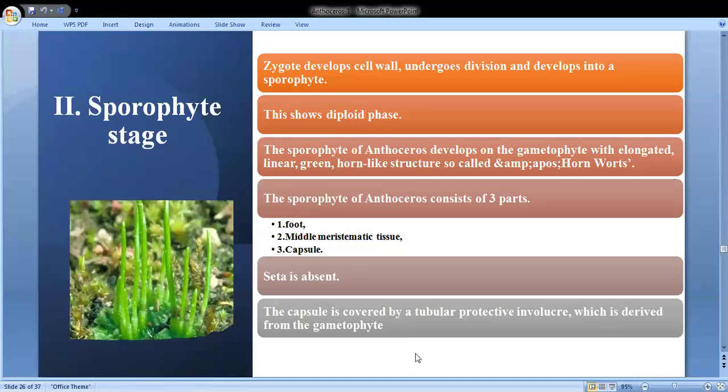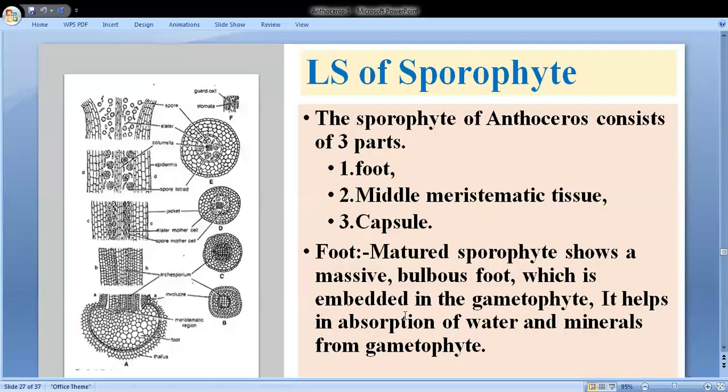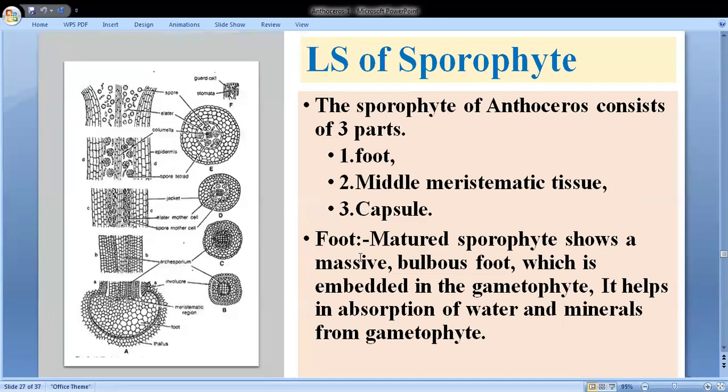Okay, so the capsule is covered by that protective involucre, which is derived from the gametophyte. See here, this is the LS of sporophyte. The sporophyte of Anthoceros consists of 3 parts: foot, middle meristematic tissue, and capsule. See here, this is the foot. You can clearly observe that foot.